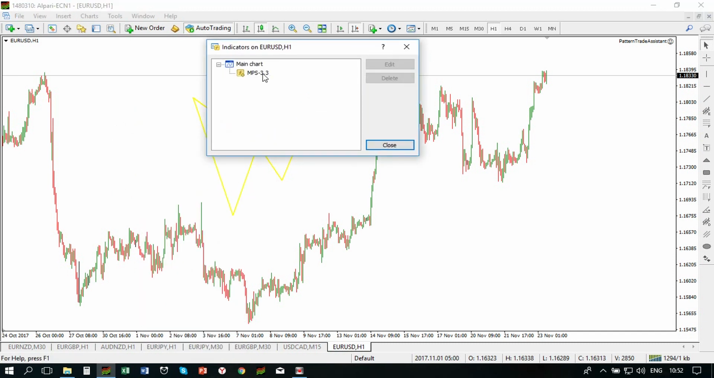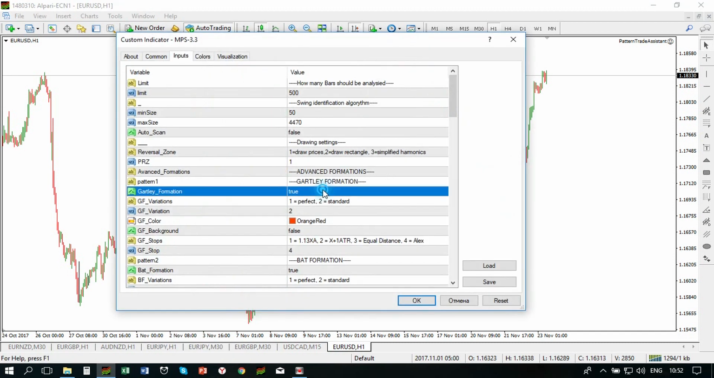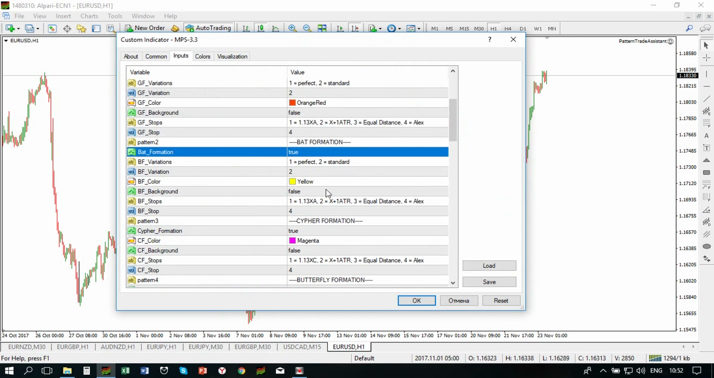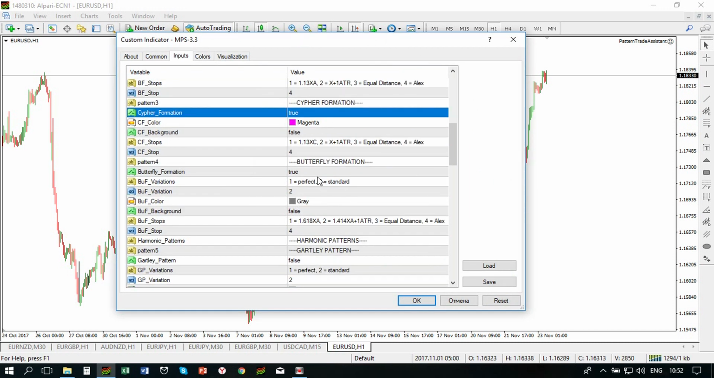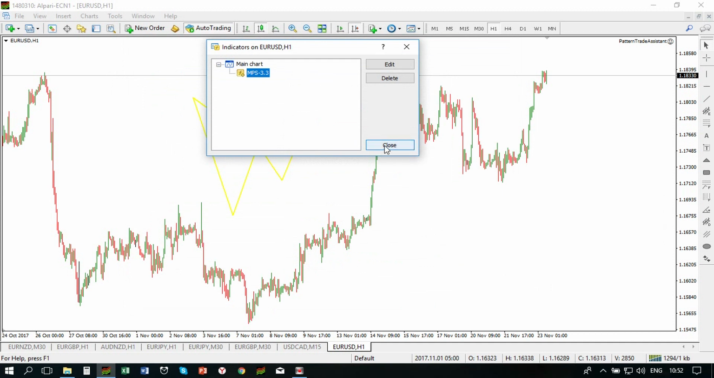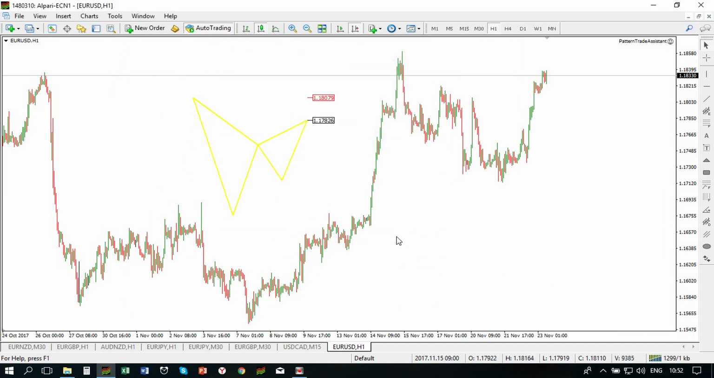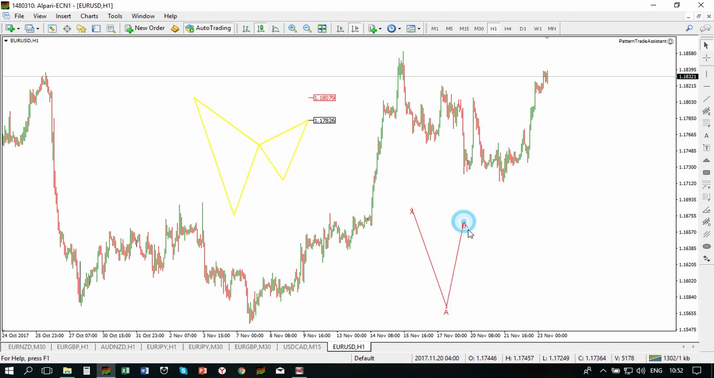Maybe I need to enable some more patterns, godly, cipher and butterfly. Okay, let me try to draw some butterfly pattern here as well. X, A, it should be deeper. C. Okay, the butterfly pattern is here. They are all Alex butterfly. You see those X, A, B, C, you don't need them, yes? Just press D and it is cleaned. You have plenty of patterns, yes? Press S and you are fresh once again.